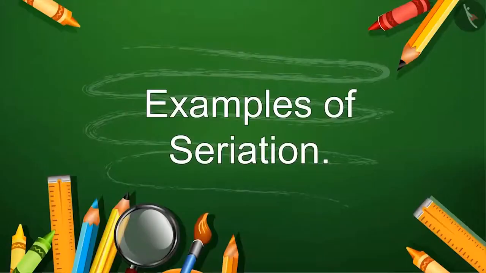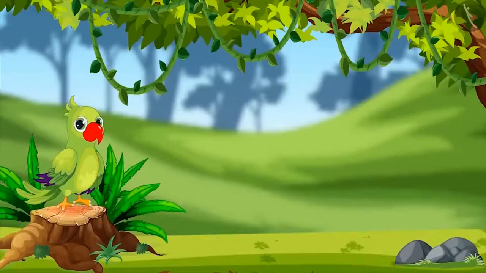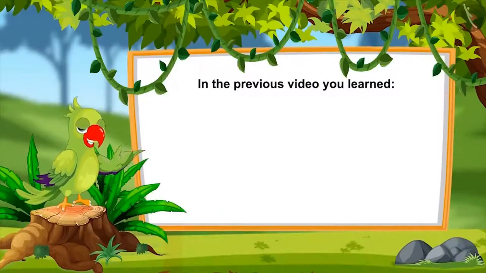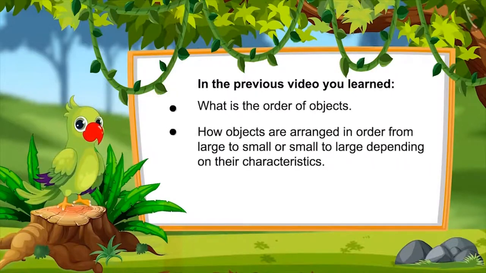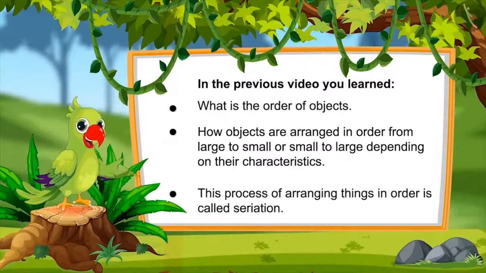What are the examples of seriation? So, children, in the previous video, you have learned what is the order of objects, based on the characteristics of the objects, how they are arranged in large to small or small to large order. And this process of arranging things in order is called seriation.